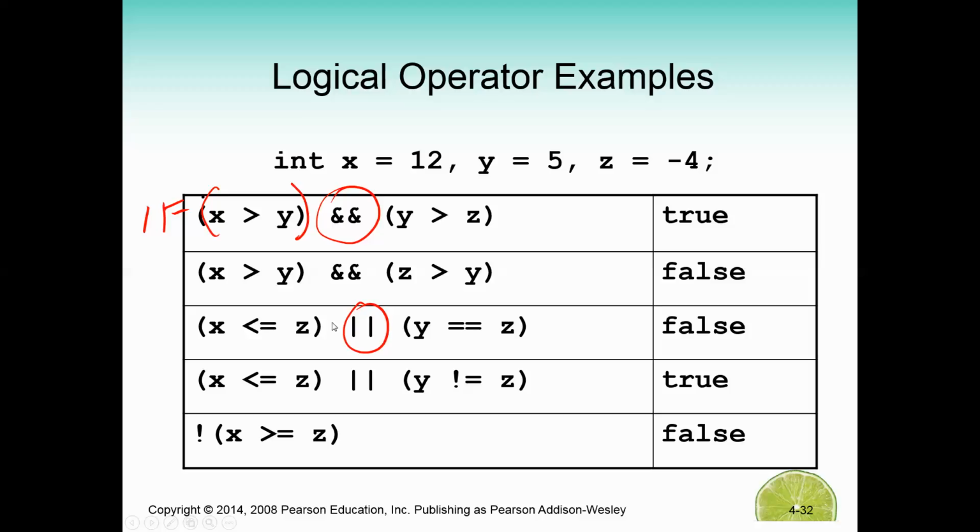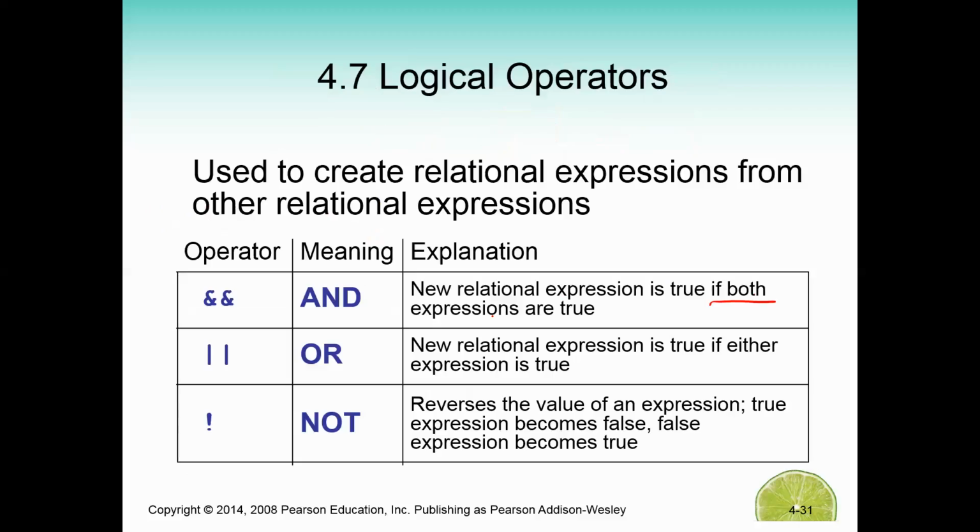So in this case we have X is going to have a 12, Y is going to have a 5, and Z is going to have a -4. So we ask, is X greater than Y? The answer for this one is true, right? Then we have, is Y greater than Z? Y is a 5, Z is a -4. This is true. I have an AND operator here. So in the AND, both expressions are true, and then this is going to give me a true.